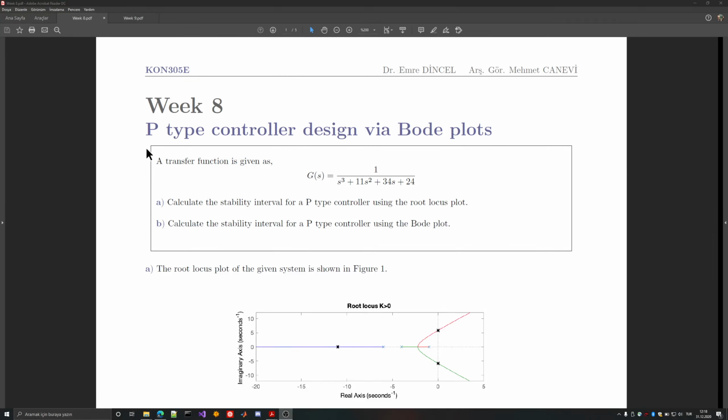Hello everybody. Today we will be talking about p-type controller design via Bode plots. Basically, we did see the Bode plots before. This is a frequency plot.